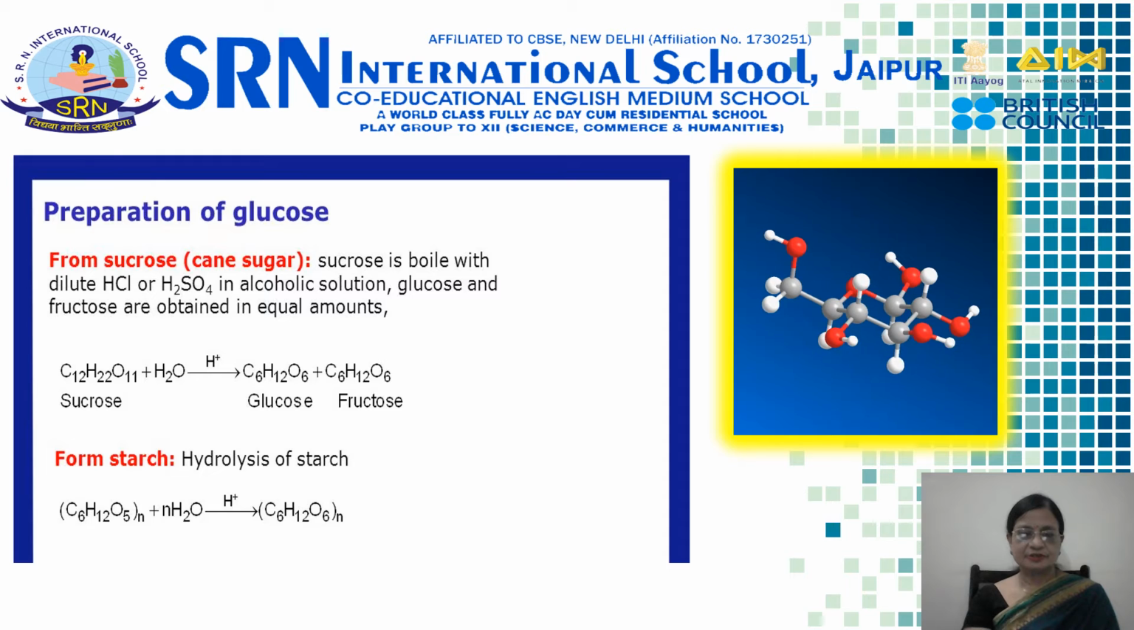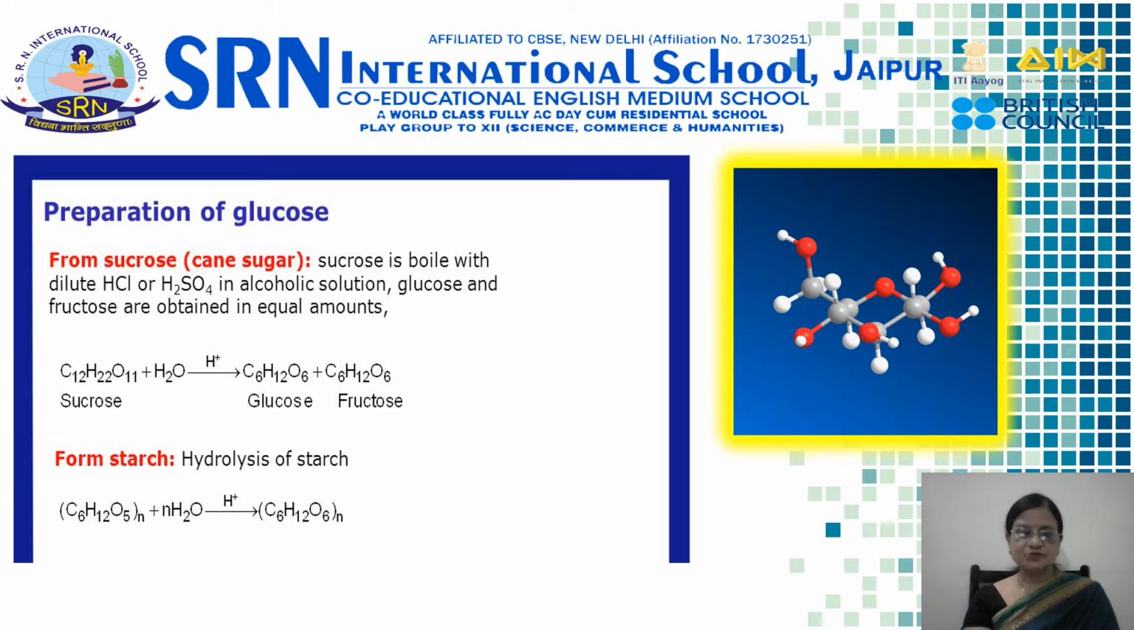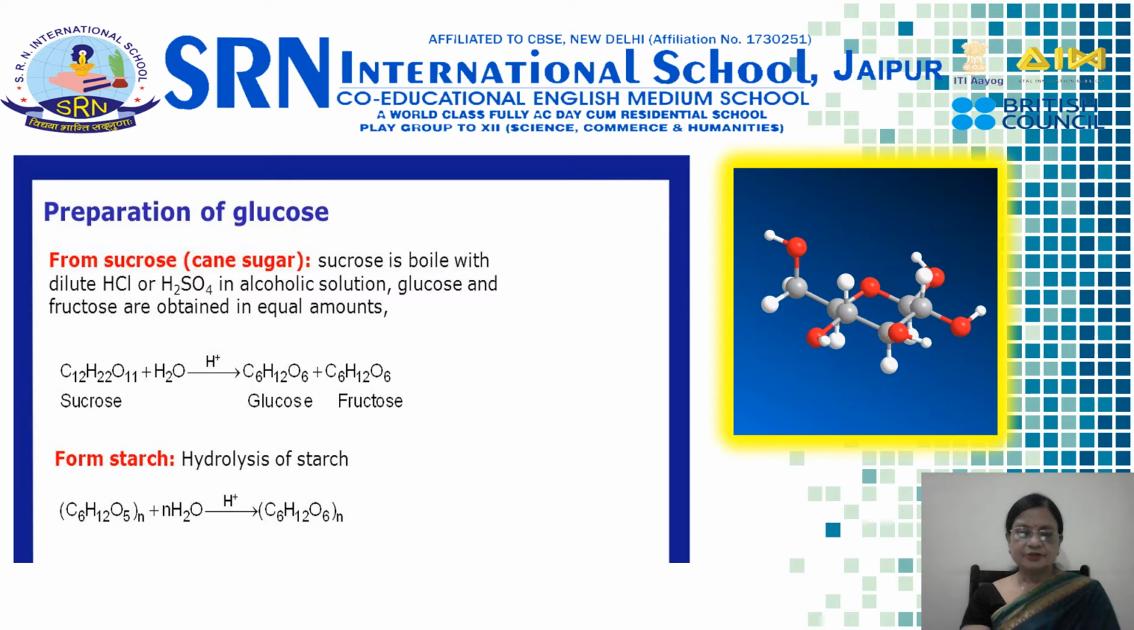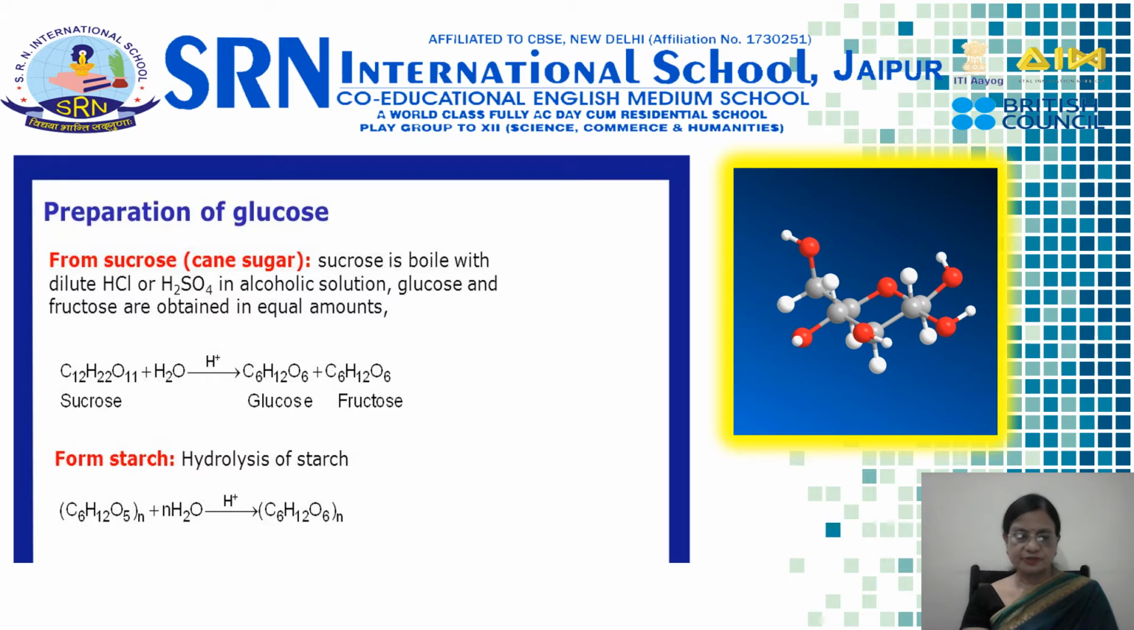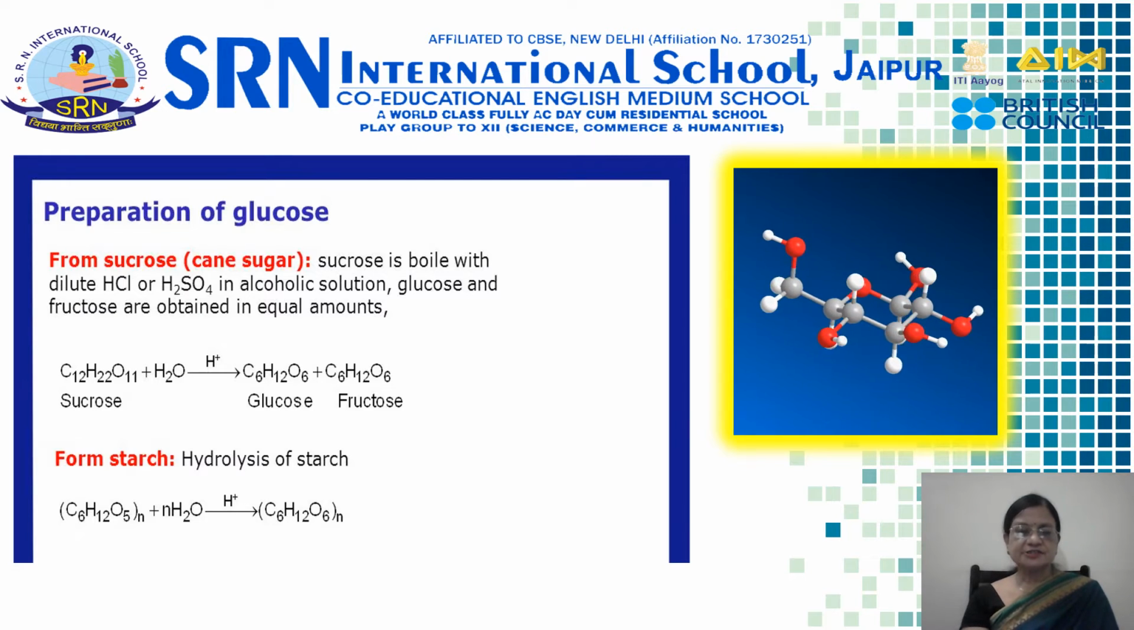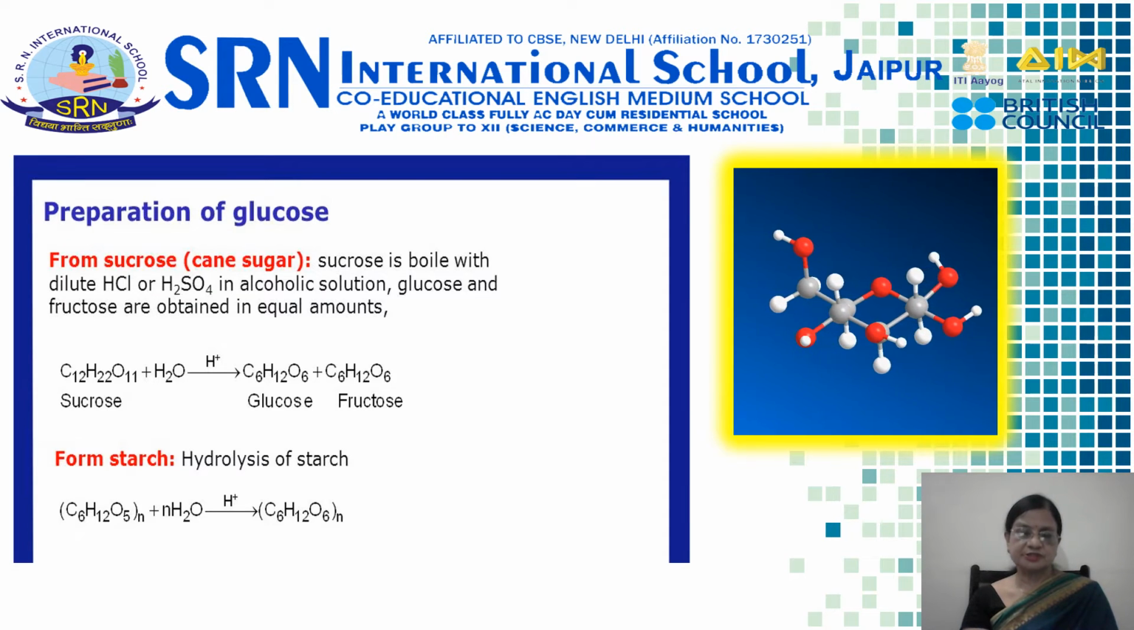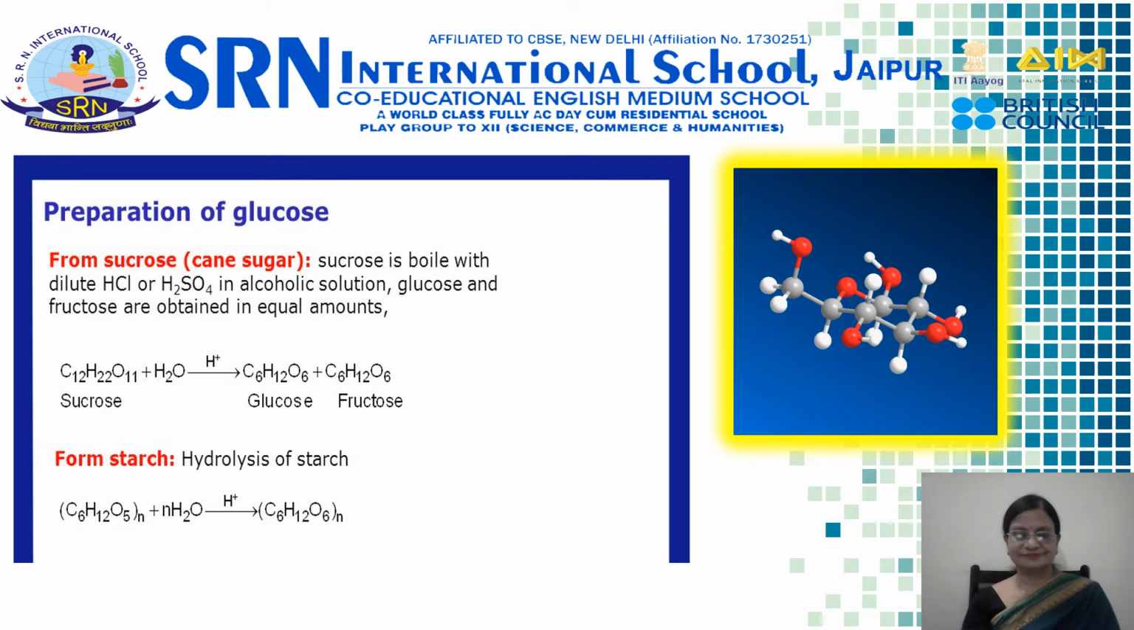Preparation of glucose. Glucose is prepared from sucrose, that is cane sugar, with the formula C12H22O11. Sucrose is boiled with dilute HCl or H2SO4 in alcoholic solution, and we get glucose and fructose in equal amounts. It can also be prepared from starch by hydrolysis of the starch in the presence of acid. Starch, (C6H10O5)n, gives n moles of C6H12O6. That is, we get glucose from starch on hydrolysis.